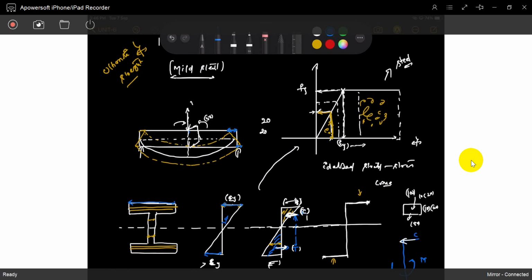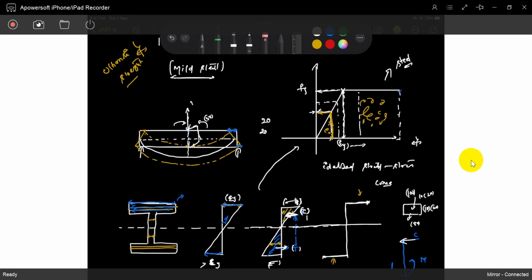So if you increase the load again, the strain for the edge fiber is increasing. The stress is same, but it doesn't reach failure, because the failure point is somewhere here. It doesn't fail, but the remaining fibers in the section will increase now. Are you understood? So now what will happen?